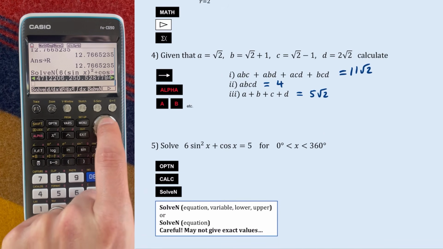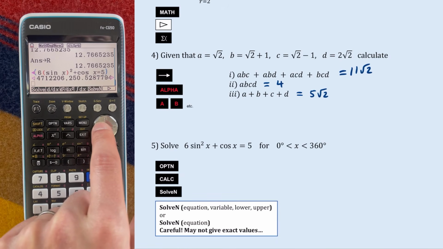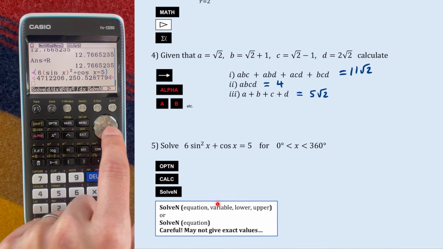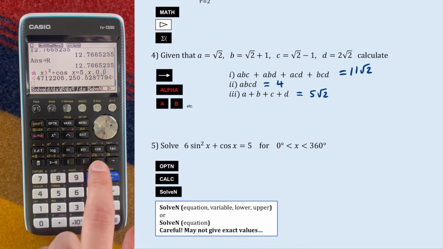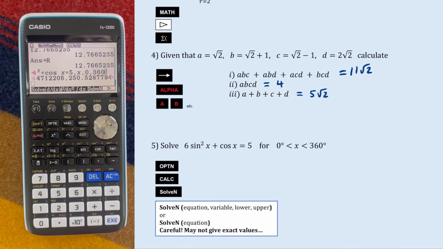So let's say I don't want that whole list that we've got there. I'm going to go back and I'm actually going to use this version. So I'm going to do the variable with a comma. I'm going to press this comma button, and the variable that we're using in this question is x, and we want the lower limit of that variable to be 0, and we want the upper limit of that variable to be 360. So now when I press execute, it's only going to give me solutions between 0 and 360.